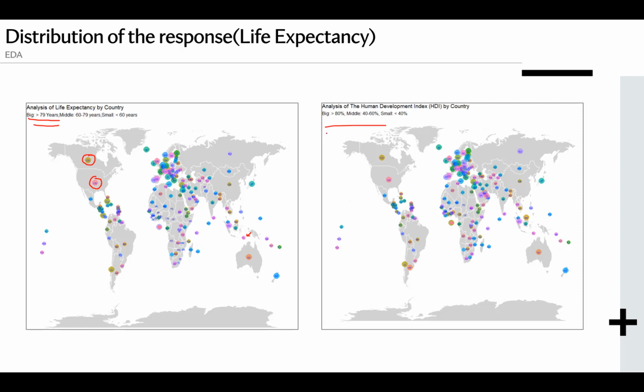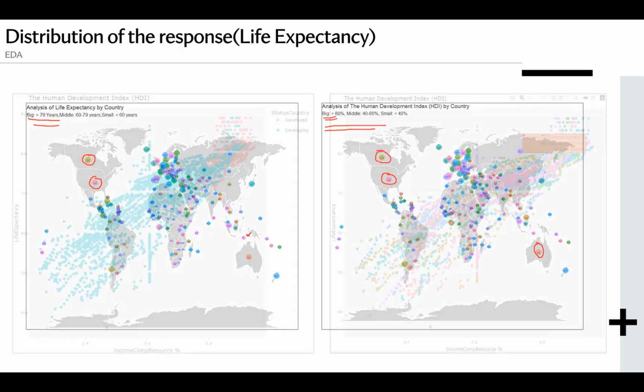Okay, in the second plot, we are showing the analysis of income composition of resources for different countries. The big bubble means countries that invest over 80% in income composition of resources, middle between 40 and 60, and small lower than 40. We can see again that countries like Canada, US, and Australia, they all have a big investment in terms of HDI or income composition of resources.